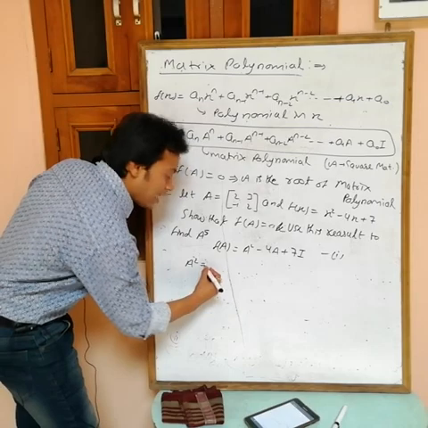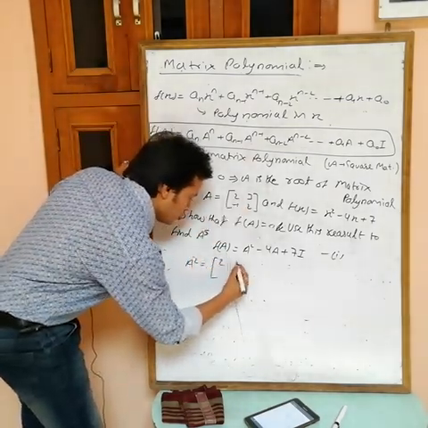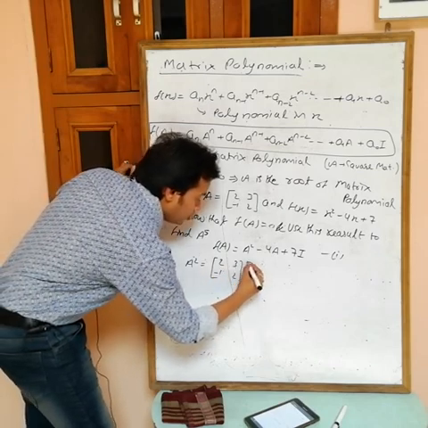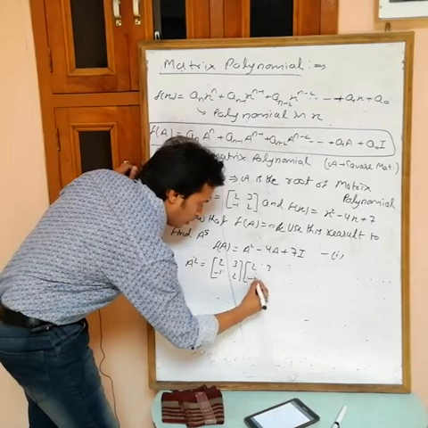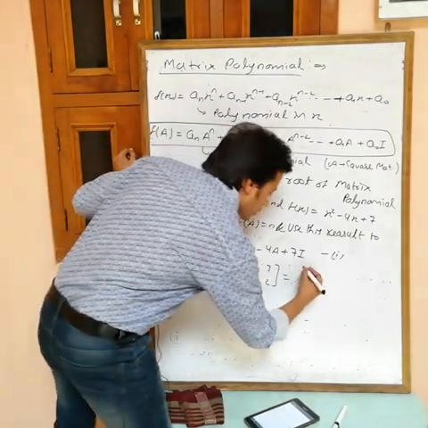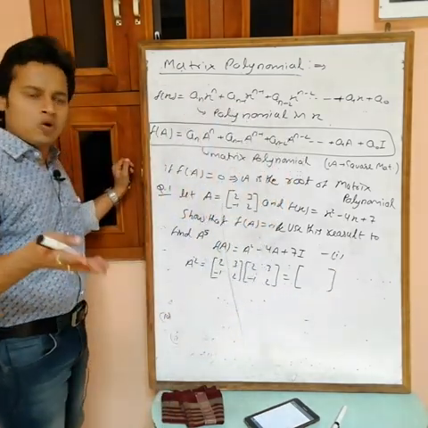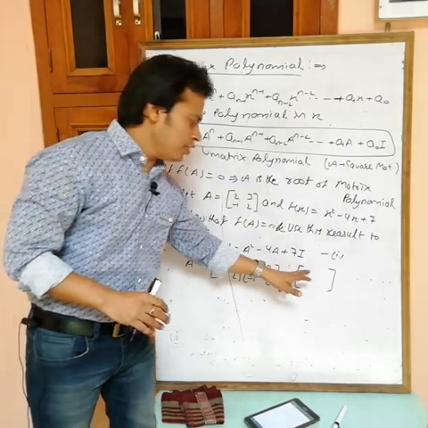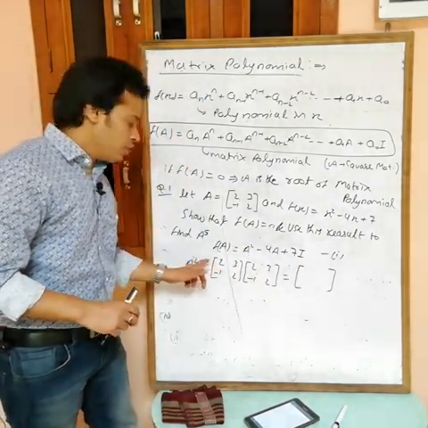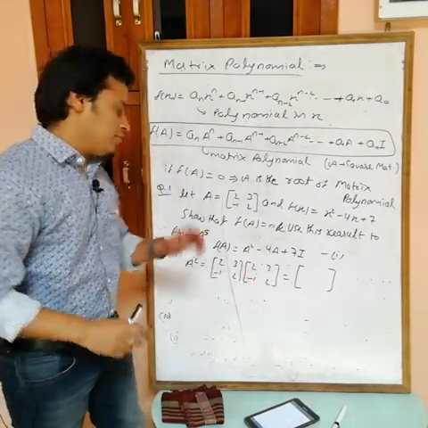A squared is A into A, that is [2, 3; -1, 2] into [2, 3; -1, 2]. Now just multiply. One thing is clear: if you multiply these matrices, you will get a 2 by 2 matrix. Then a11 is first row, first column: 4 minus 3.